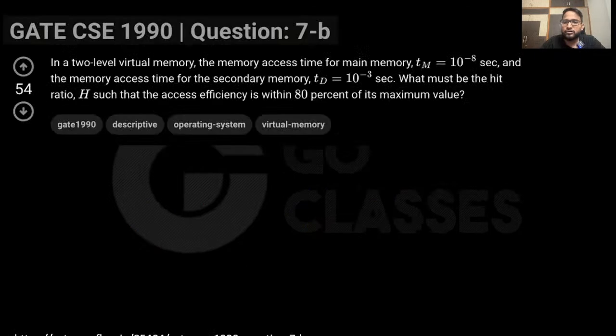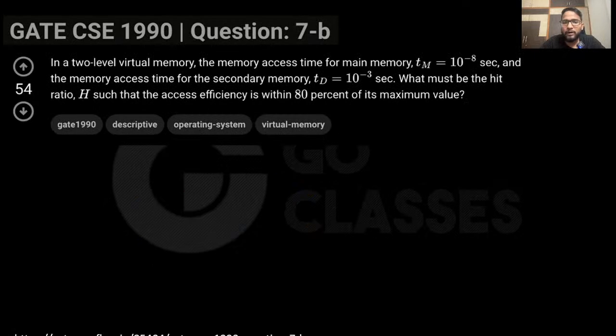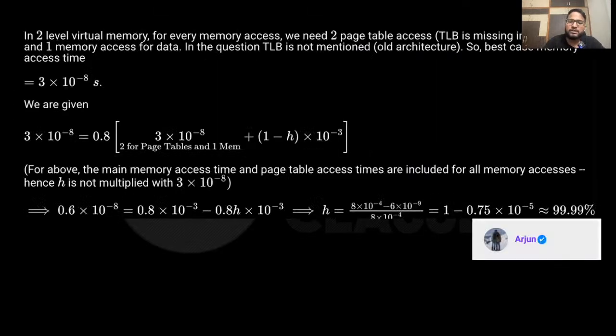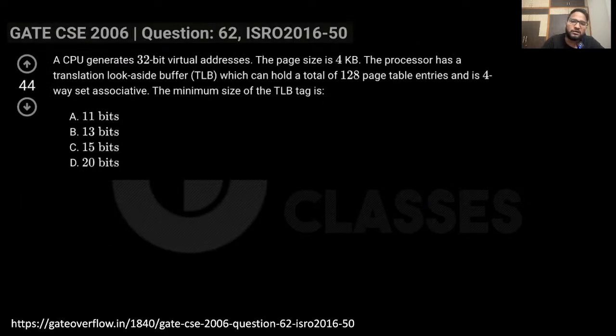Now I want to move to some different questions, but I think we do not have sufficient time. So I will take a class in the morning. There are a few questions that I want to solve. It will be a short class where I will be just solving a few questions related to TLB, page fault and all. Okay. So let's end today's class.